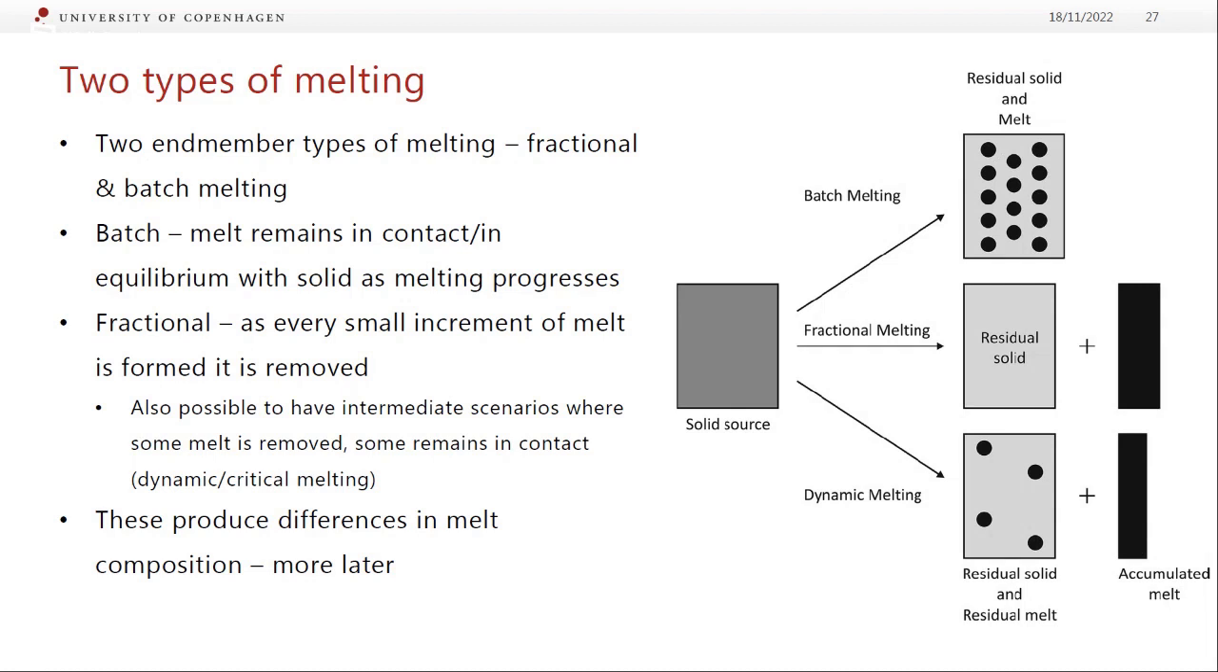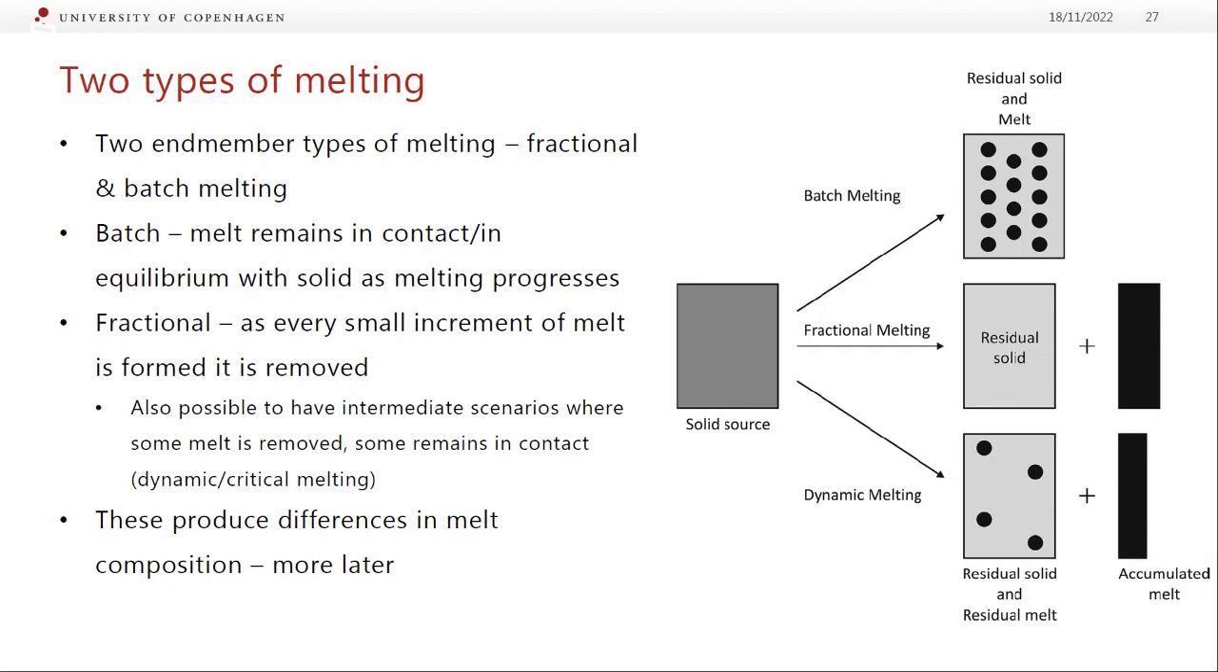Fractional melting is as soon as I form a tiny bit of melt, the second I cross the solidus, that melt is removed. So it flows off, it's gone. And so it's no longer in contact, it's no longer in chemical equilibrium with the solid. So we'll actually produce different types of melts based on whether we have fractional or batch melting.